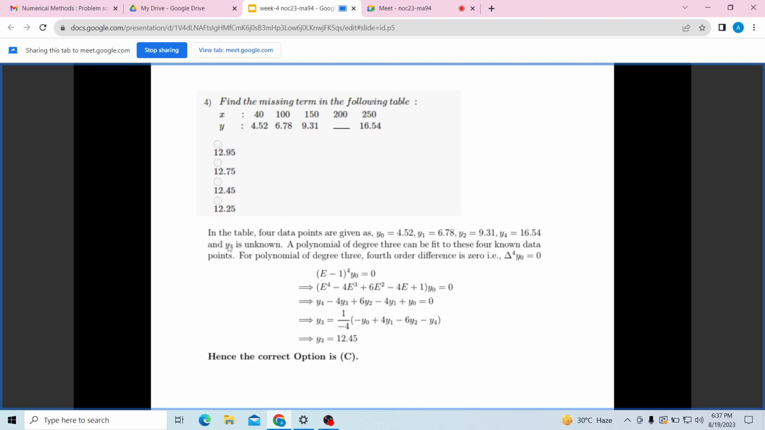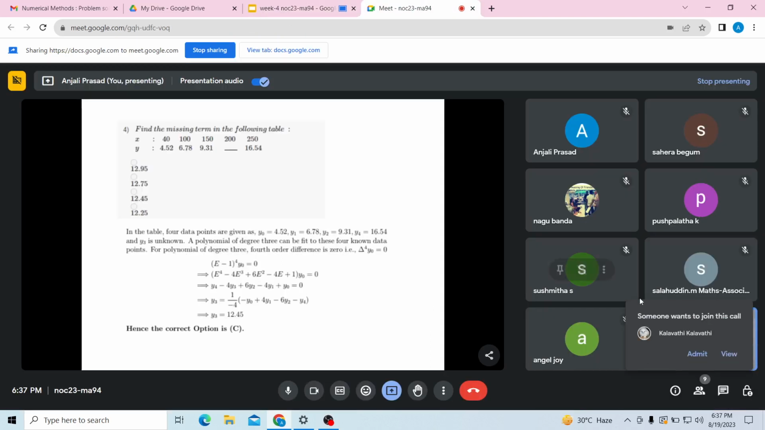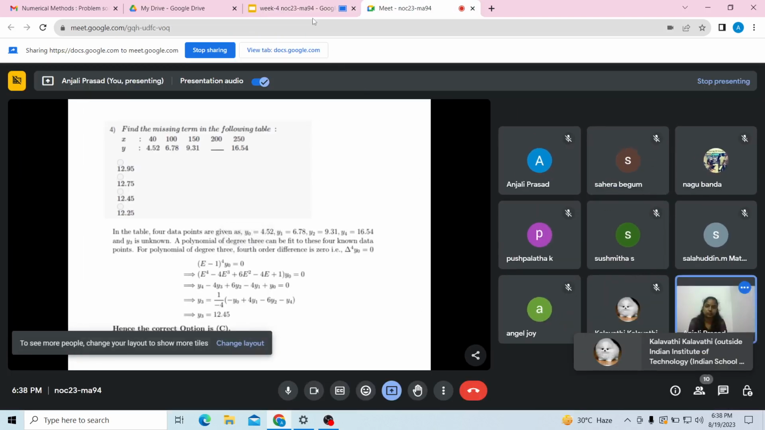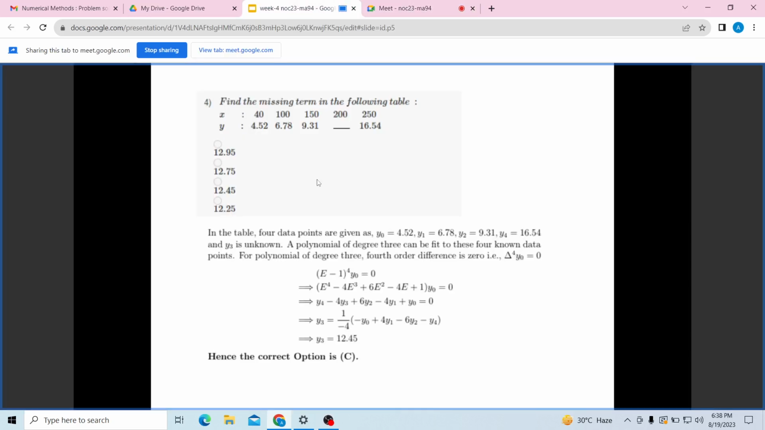So as you have to calculate y3, you can see here you will need the fourth order difference, right? Since it is on the fourth place. So a polynomial of degree 3 can be fit to these 4 known data points. For a polynomial of degree 3, the fourth order difference is 0. So just apply del 4 at y naught, you will get it as 0.